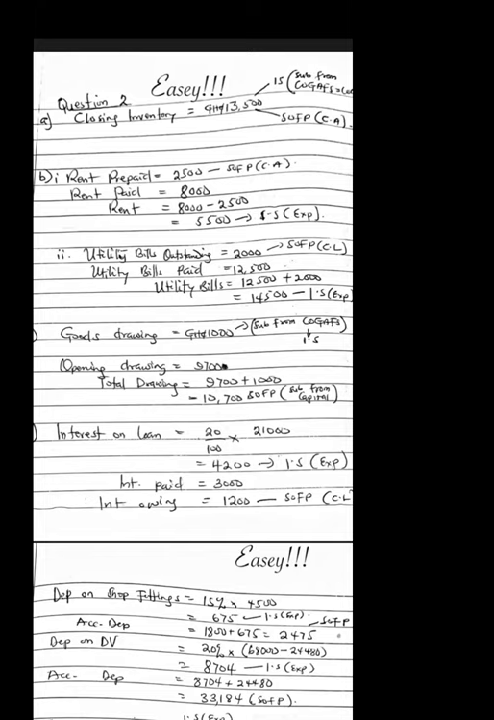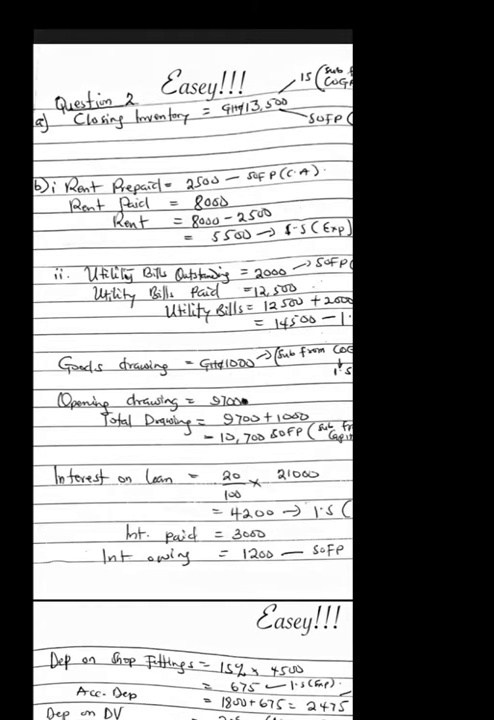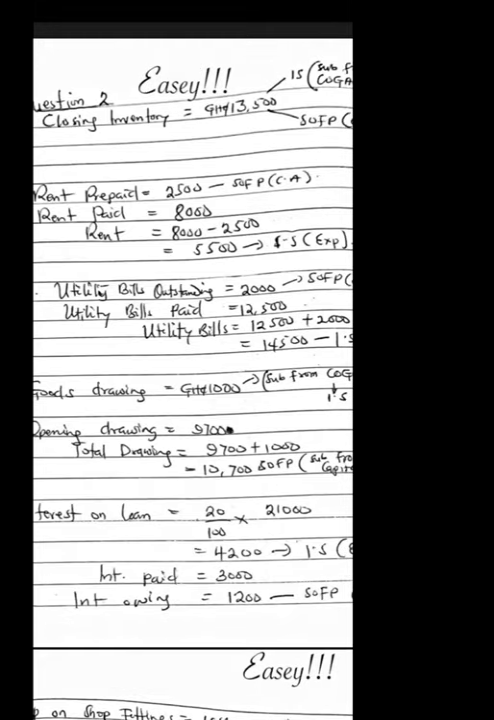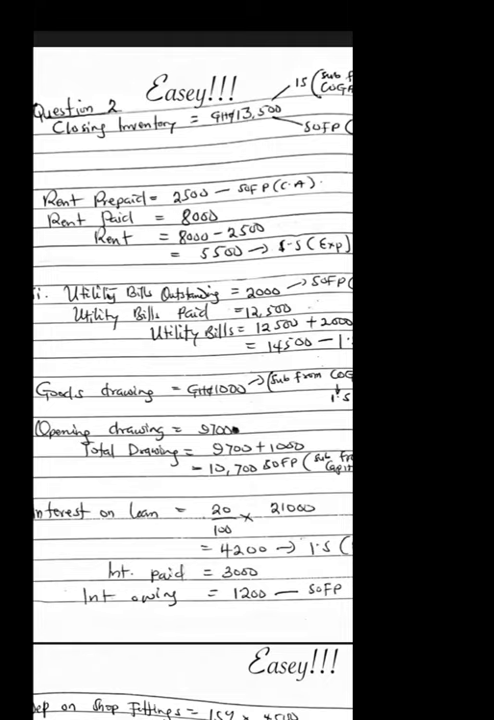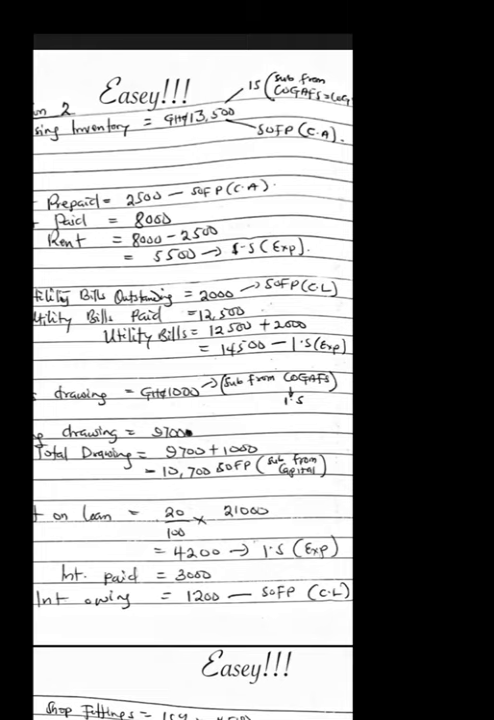And with the B, we have I and II. With BI, we have rent prepaid of 2,500. Rent prepaid is an expense prepaid, so it will be treated as current asset in the SOSP. Rent paid during the year is 8,000. At the end of the year, you realize that you've made an advance payment of 2,500, so the rent incurred will be 8,000 minus 2,500, which gives us 5,500. With this 5,500, we go to income statement as an expense.